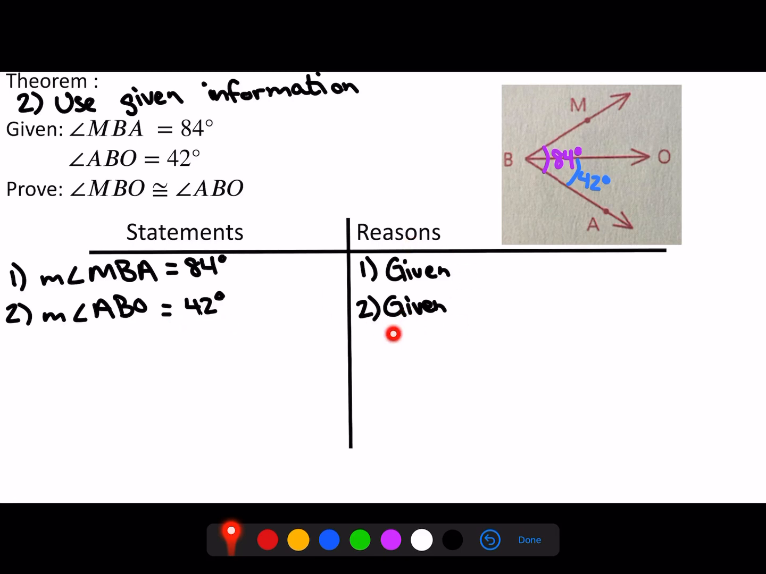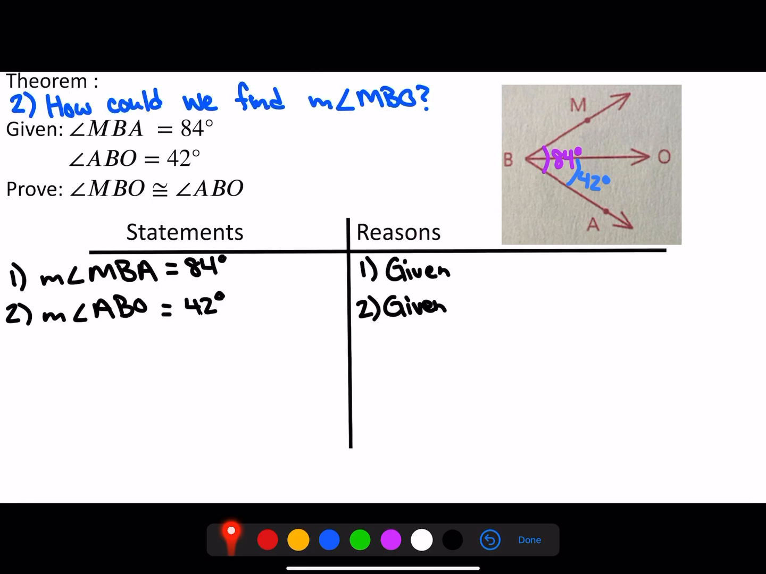Now at this point, how can we find the measure of angle MBO, this angle here? Well, I have the full thing and I have this bottom part. I just want the top part. So what if I take the full angle and I subtract this 42 degrees from it? Well, we can absolutely do that. So we can say the measure of MBO is equal to 42. And the way that we got that is we did 84 minus 42.